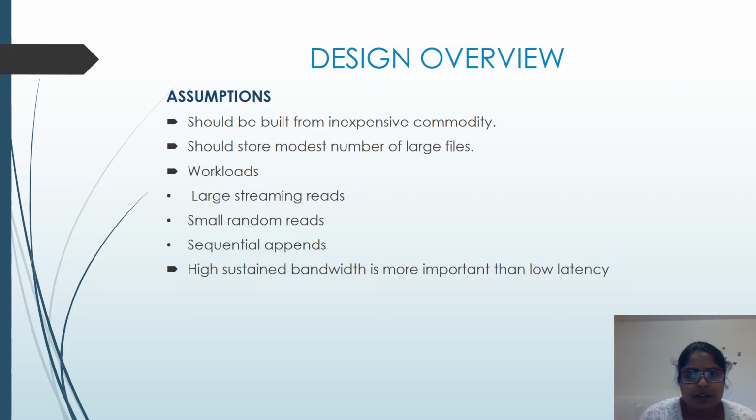It should store a modest number of large files. We expect the file system to store millions of files whose size will be around 100 MB, and that's the smallest size. Workloads. Primarily there are two workloads: large streaming reads and small random reads. Large streaming reads can read almost hundreds of KBs of data at a time, and small random reads typically read a few KBs of data.